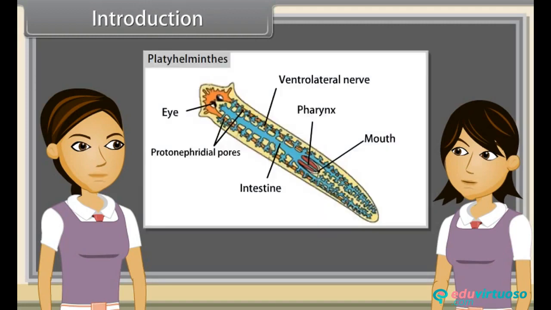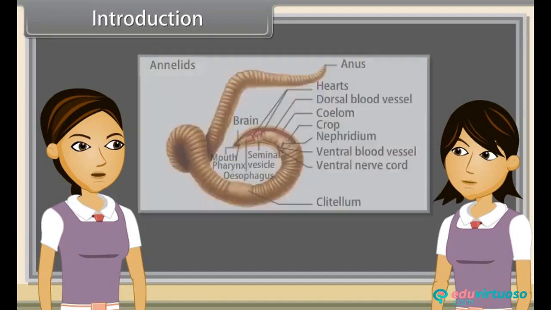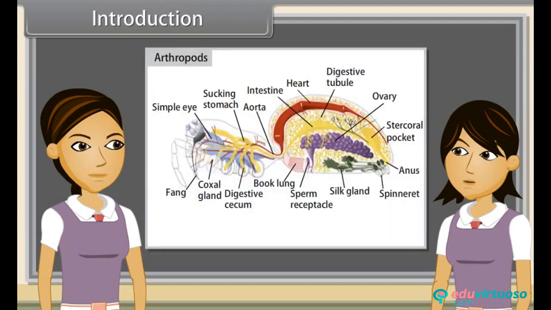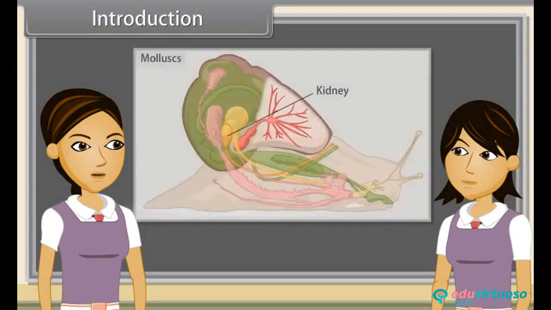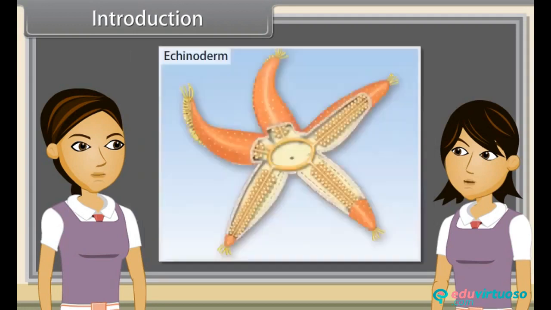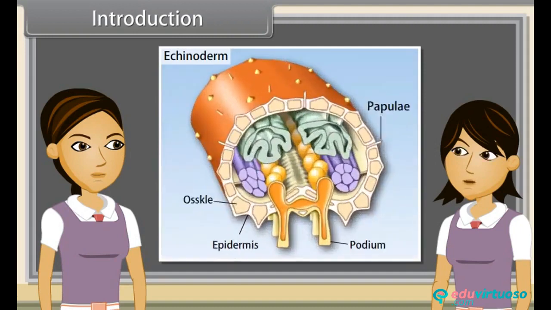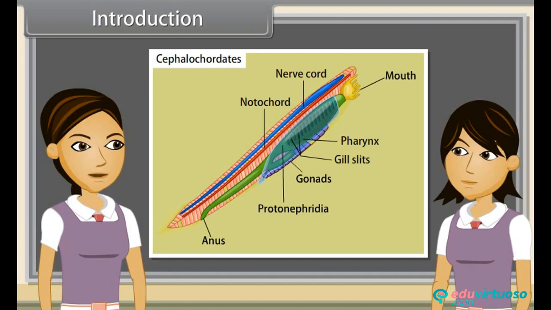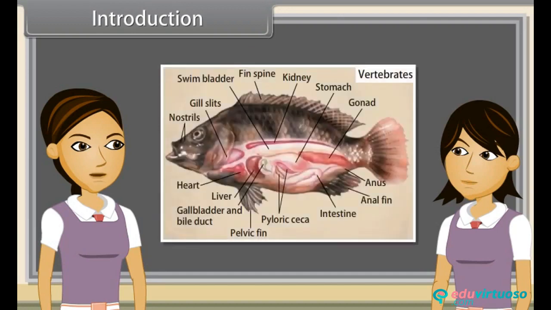In Platyhelminthes, excretory organs are protonephridia, or flame cells, while in annelids, it is nephridia. In arthropods, excretory organs are coxal glands, antennary or green glands, and Malpighian tubules, while in molluscs, it is kidneys. Similarly, in echinoderms, excretory organs are dermal papillae, while in urochordates, it is the neural gland, and in cephalochordates, it is protonephridia. In vertebrates, excretory organs are one pair of kidneys.